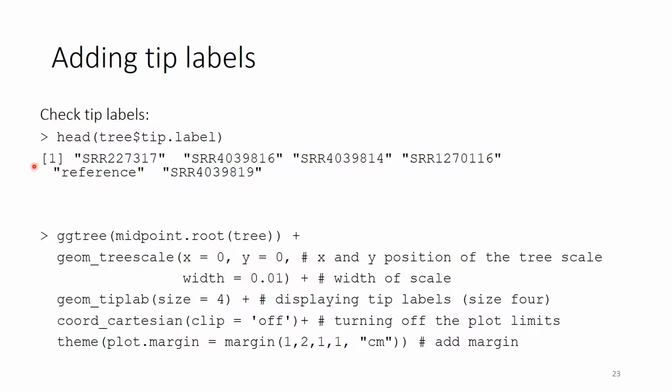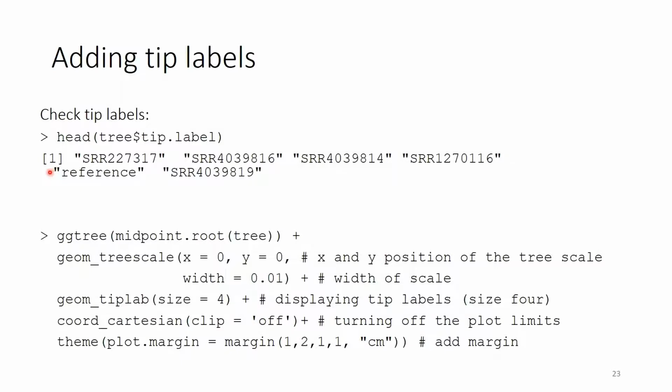And right now our tip labels are the SRA numbers from NCBI. And these were the names of the FASTQ files when I had run them through Snibble. And so that's why they are the tip labels. And so if we set up our tree using the midpoint root, and we add the tip labels, this is what is going to appear as the tip labels.